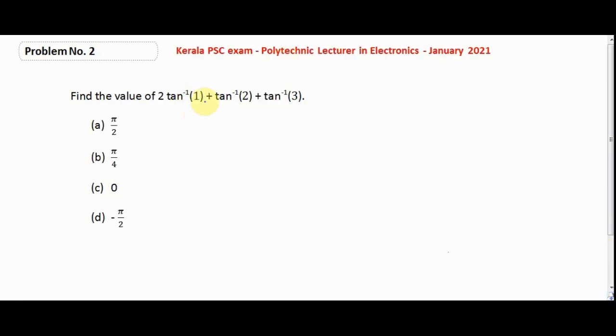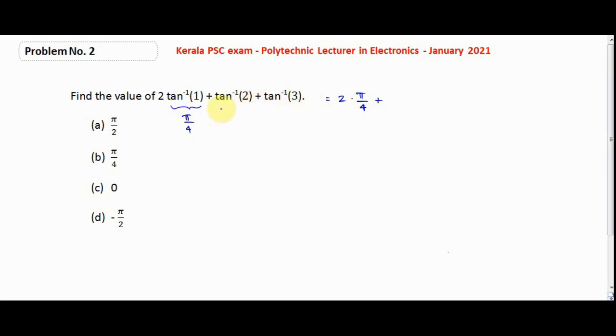Now let's try to solve one PSC exam question. Find the value of 2 into tan inverse of 1 plus tan inverse of 2 plus tan inverse of 3. Okay, so here the first part is 2 into tan inverse of 1. We know what is tan inverse of 1. Tan inverse of 1 is pi by 4. Okay, so let's rewrite it as 2 into pi by 4 plus, then the second part is having tan inverse of 2 plus tan inverse of 3.